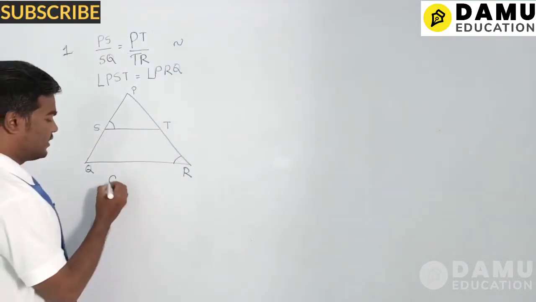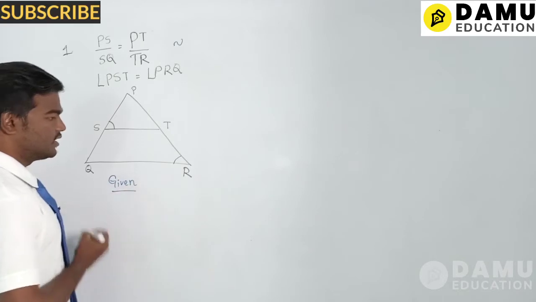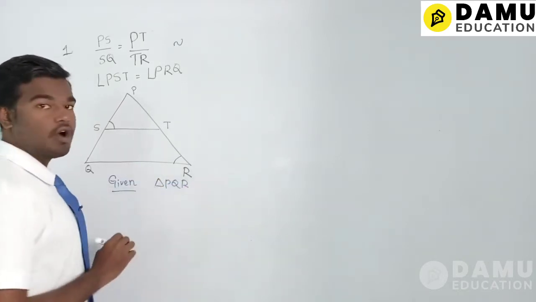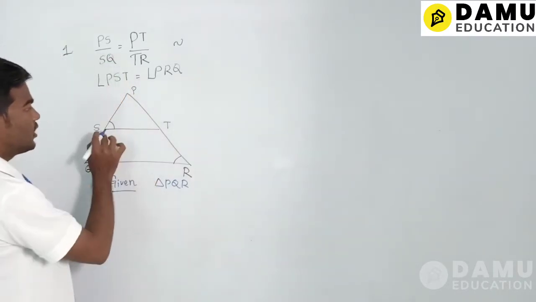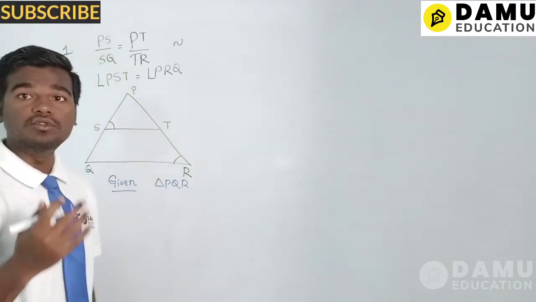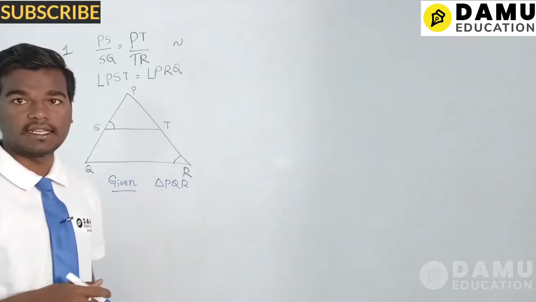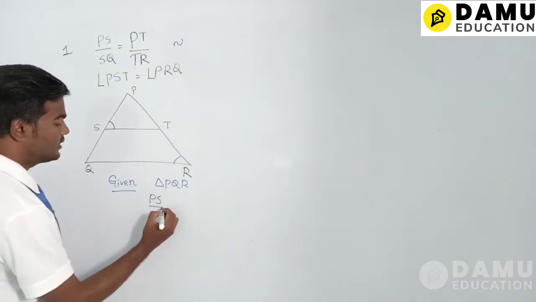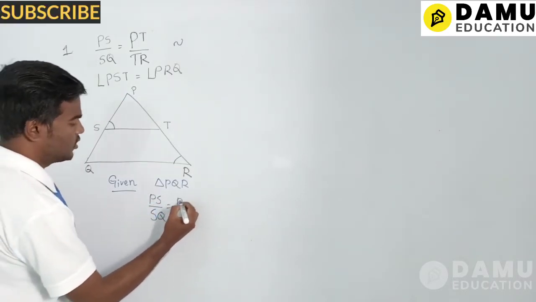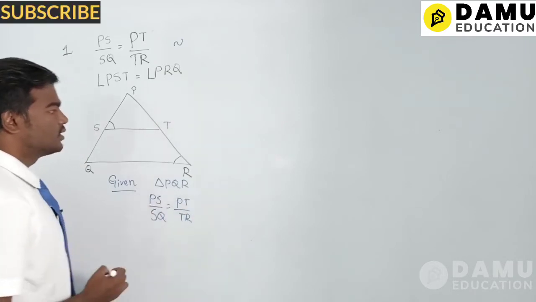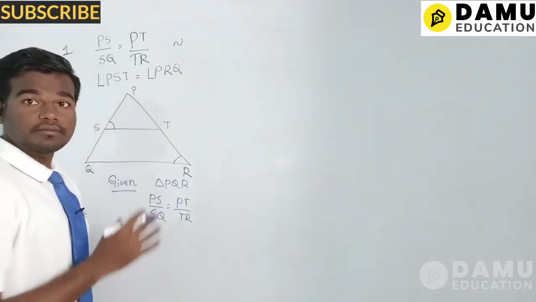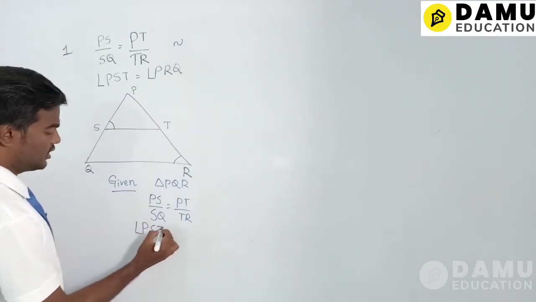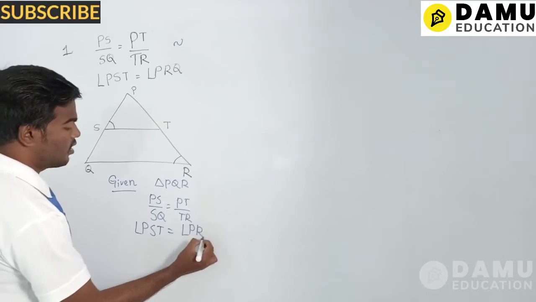So, what are the given conditions? In triangle PQR, ST is a line. We have to use Thales theorem and the converse of Thales theorem. I will explain what Thales theorem is, but first let's write the given conditions: PS by SQ is equal to PT by TR, and angle PST is equal to angle PRQ.